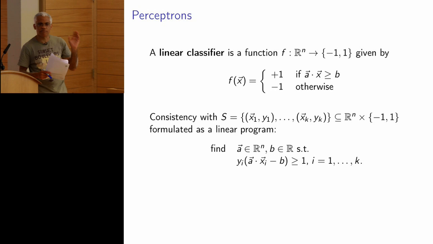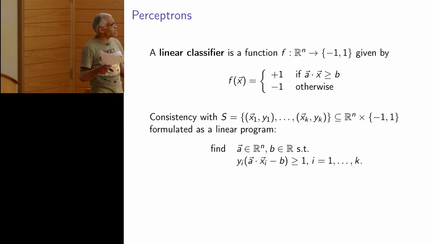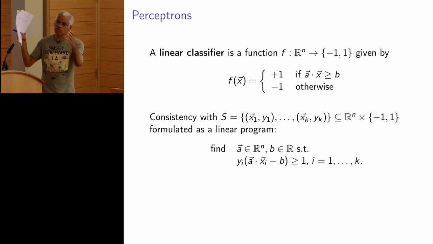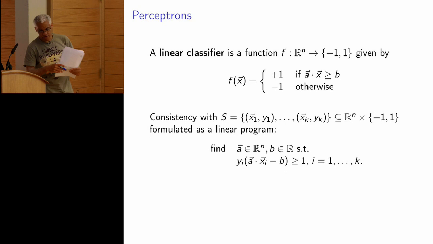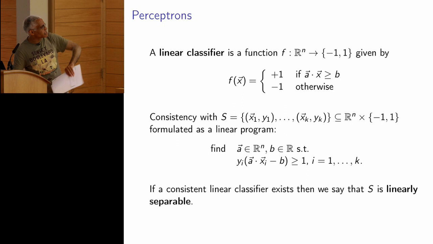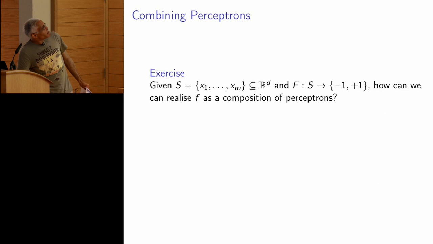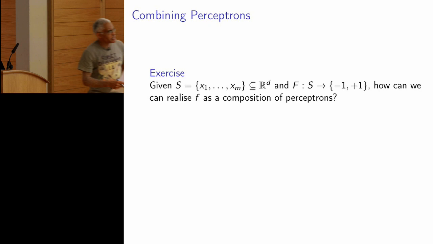One important part of a learning problem is finding a consistent classifier. In the case of the rectangles, we found a consistent classifier very easily by taking the smallest rectangle that contained all the positive points. It's not much harder in this case, for linear classifiers. If a consistent linear classifier exists, then we say that S is linearly separable. But of course, this is a very inexpressive class of classifiers.